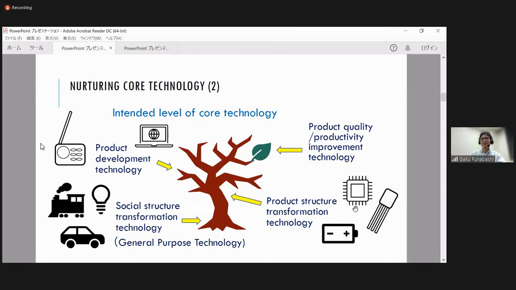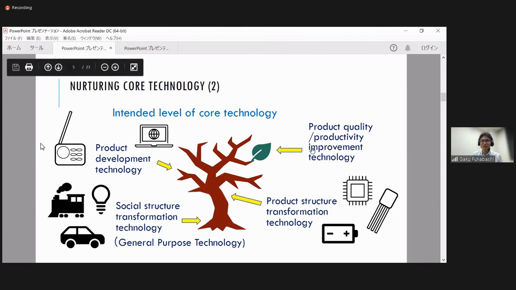And after 5 years, if you buy the new computer, it's much, much faster than the computer you use now. So it changed the product structure. The third level is product development technology, more like manufacturers trying to develop new products. That is the product development technologies. Then the fourth level is the product quality or productivity improvement technologies. Toyota production system is something like this, to improve the productivity. So there are several levels of the technologies.